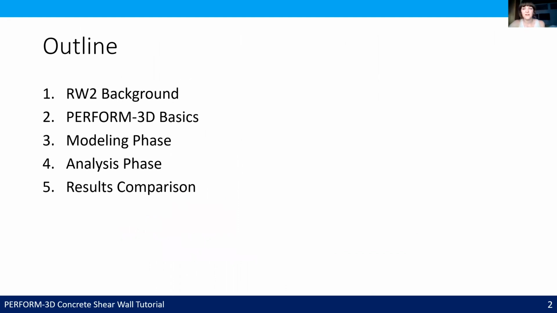To give you an outline of what we'll be going through, first we'll start with a background on RW2, the Thomsen Wallace wall. Then we will look into some PERFORM-3D basics for setting up your file and getting familiar with the controls. Then we will model the wall and, of course, analyze the wall. And finally, we will compare the experimental test results to the PERFORM-3D hysteresis that we obtained from this test.